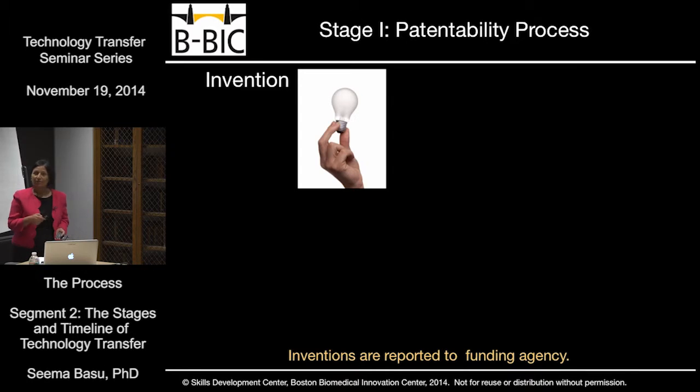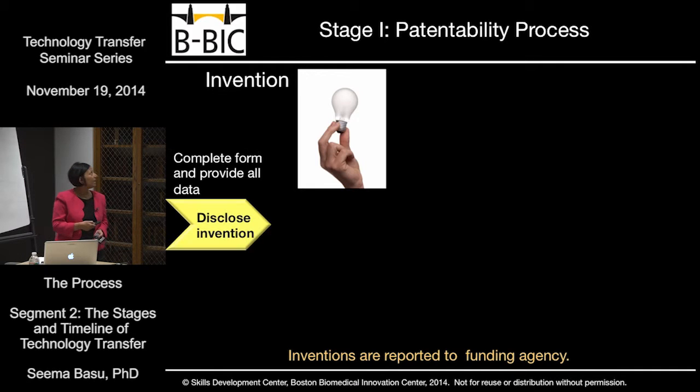Okay, so let's go back to stage 1 and take a look at it a little more. We start again with you as the investigator. When you have the invention, it's really important that, over time, you learn to think of your science through the lens of when it is an invention. Once you have an invention, your first step is to identify your contact person in your tech transfer office and fill out the invention disclosure form. So disclose the invention.